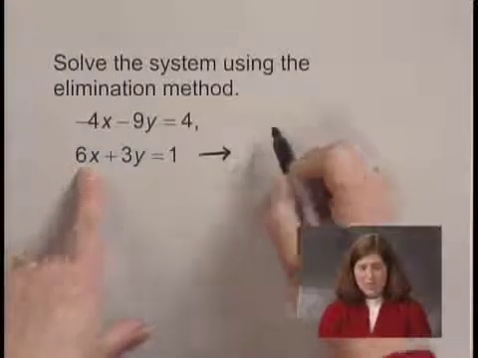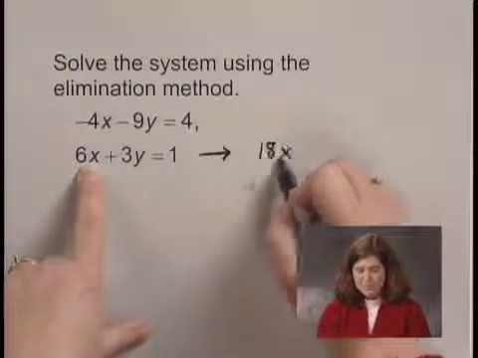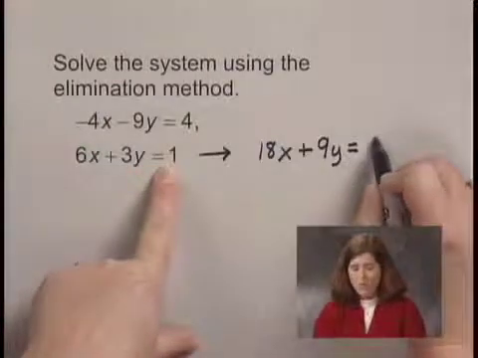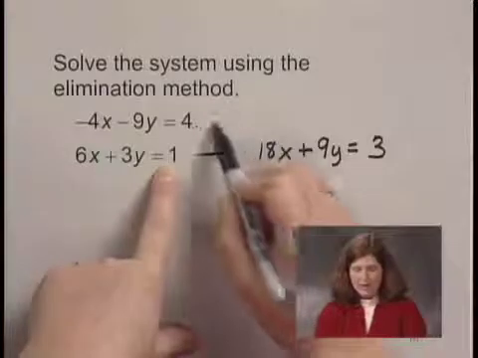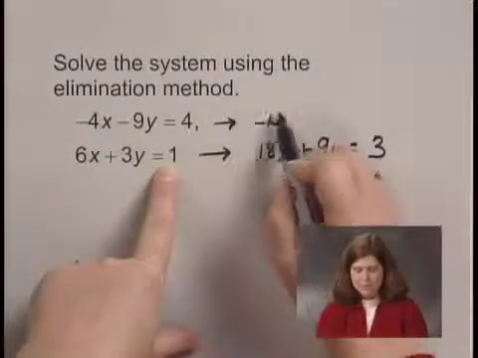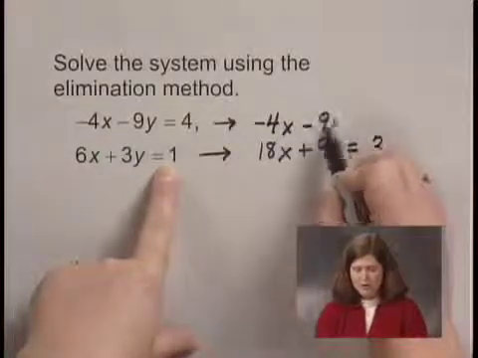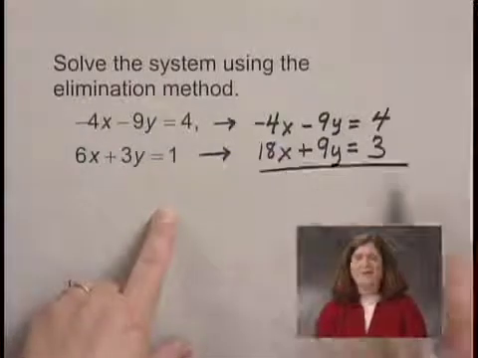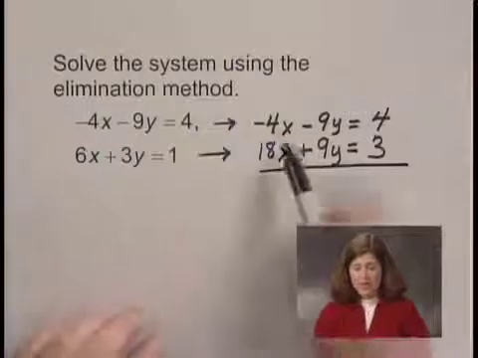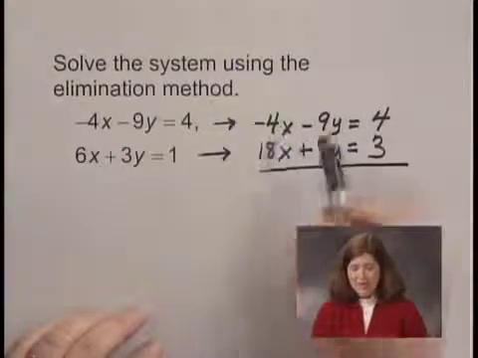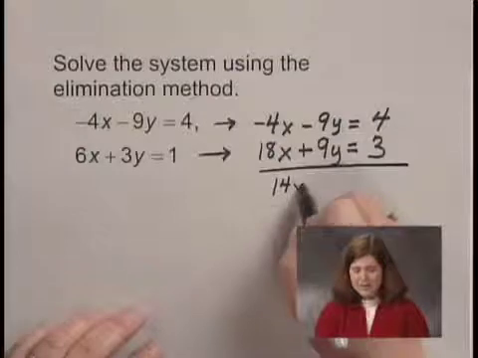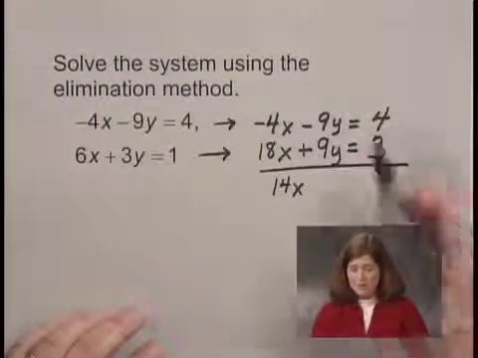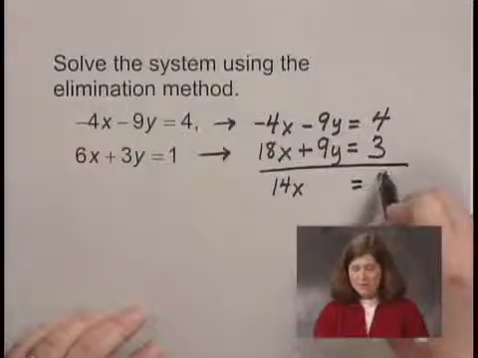I'm going to multiply 6x by 3, 3y by 3, and 1 by 3. And this equation I'm going to leave alone because I already have minus 9y in it. Now when I add these two equations, I have negative 4x plus 18x is 14x, negative 9y plus 9y is 0, and 4 plus 3 is 7.